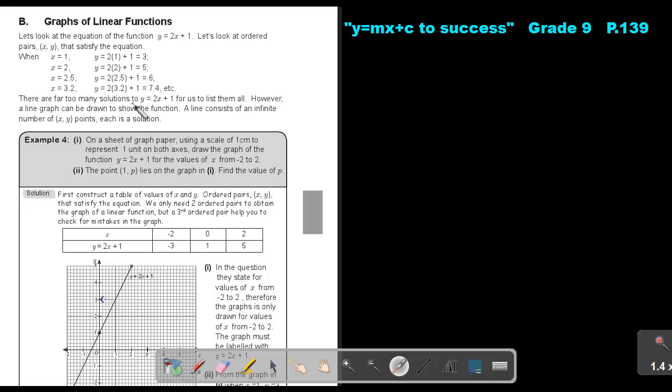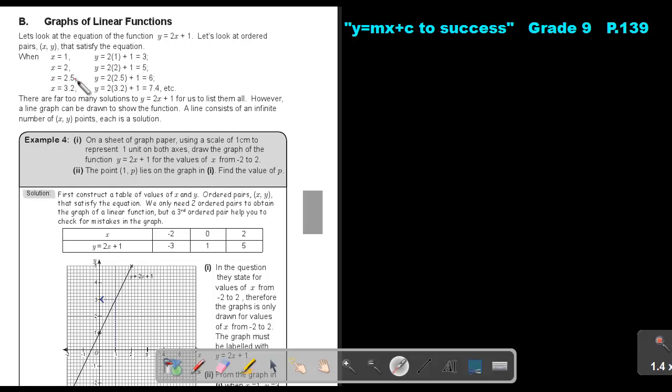Let's look at an example. Let's look at the equation of the function y equals 2x plus 1. Let's look at ordered pairs x, y that satisfy the equation. When x is 1, that's the input, I substitute 1 into the equation and my output will be 3. When x is 2, I substitute 2 in the place of x and my output will be 5.